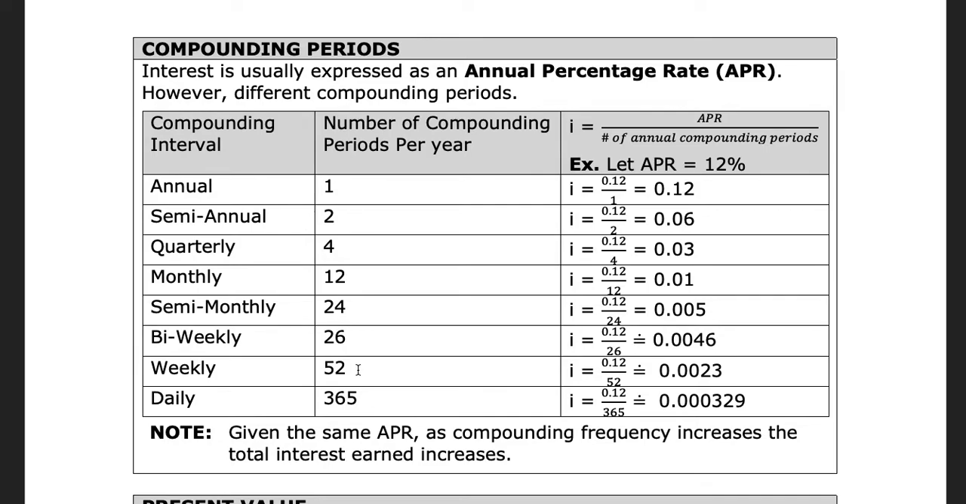Weekly, there's 52 weeks in a year. And then daily is 365. And you could technically calculate interest continuously, but we'll leave that for higher education.